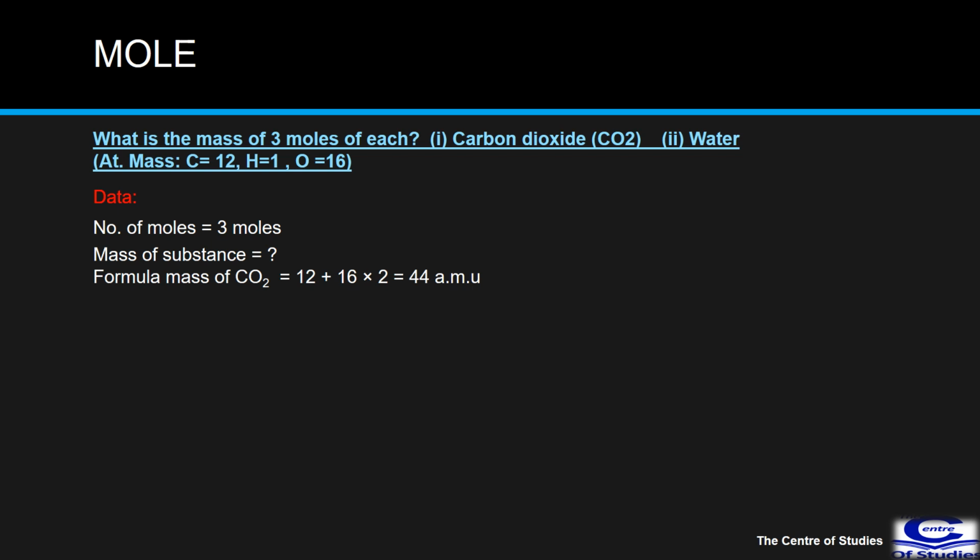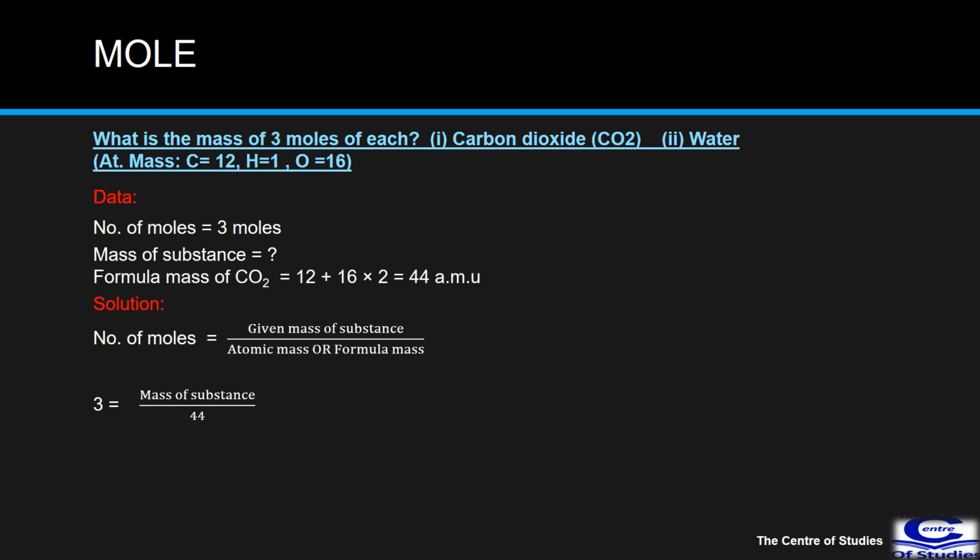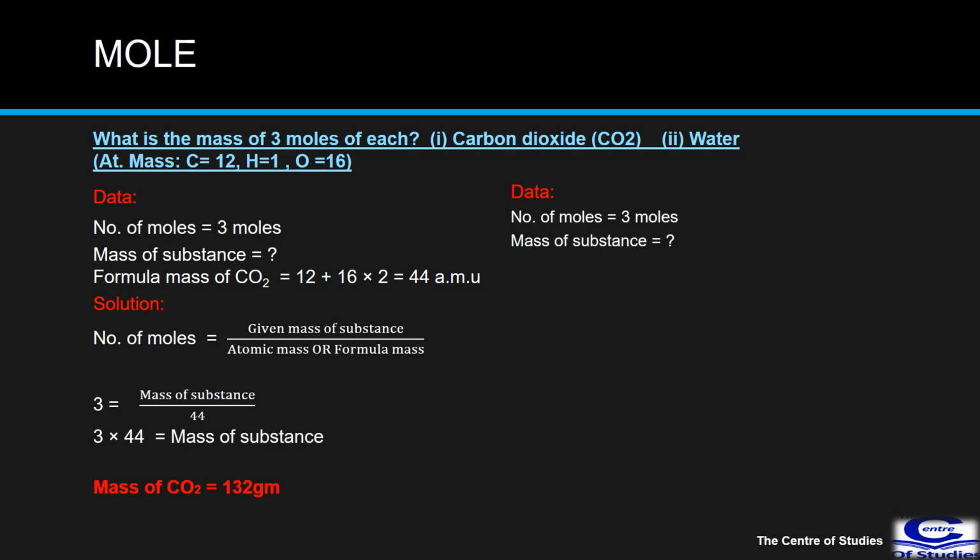Now coming to the solution, the number of moles is equal to the given mass of a substance divided by the atomic mass or formula mass. Since we know the number of moles is 3, and the formula mass is 44, placing the values in the respective places, it becomes 3 is equal to mass of a substance divided by 44. Since 44 is dividing here, when it goes to the other side of the equation, it becomes 3 into 44 is equal to mass of a substance. So by multiplying 3 with 44, we get our answer, which is 132 grams. So 3 moles of carbon dioxide contain 132 grams. The same method will be used to find the mass of water.